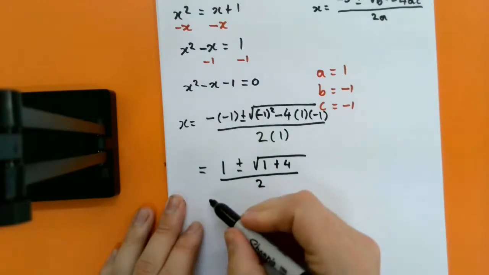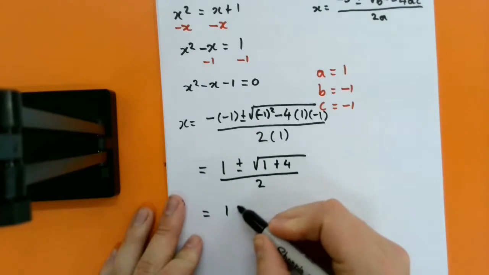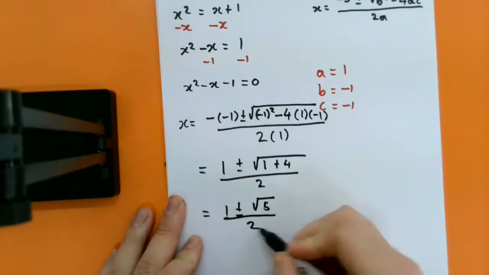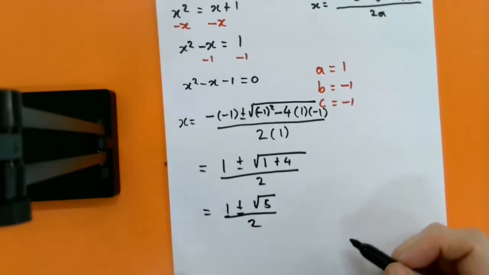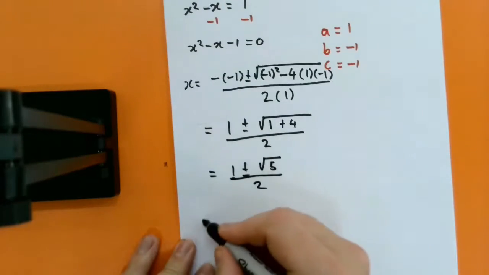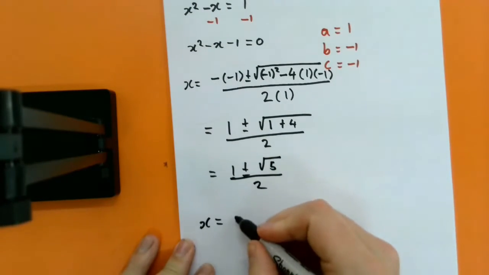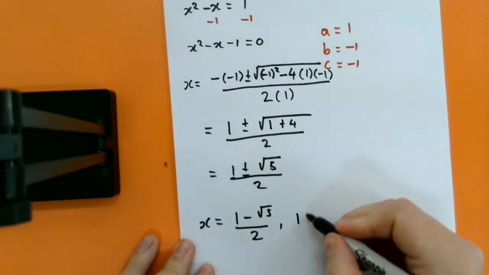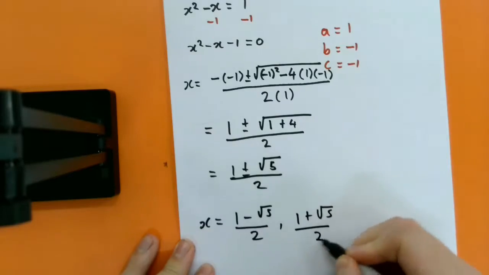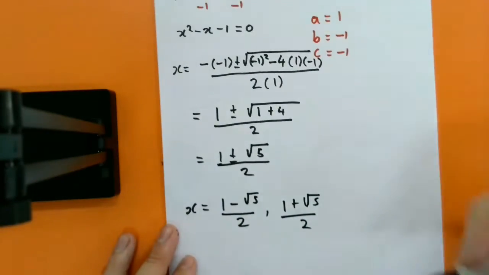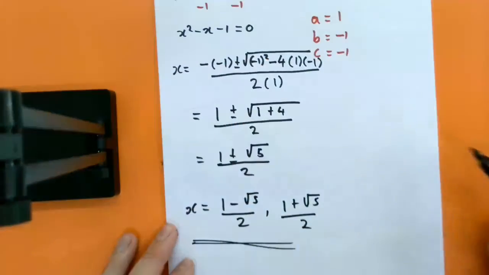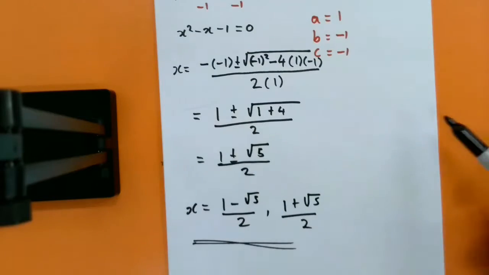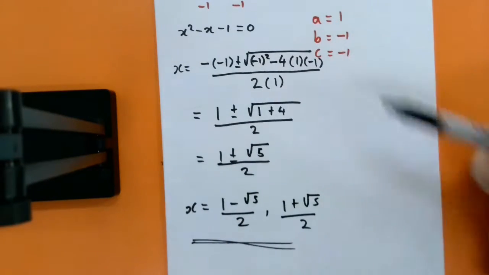So again, we're going to come down another line. We have 1 plus or minus, tidy up underneath the square root, we have 1 plus 4 is 5, all over 2. So that now means our solution, if we're leaving it in exact form, will be x is equal to 1 minus root 5 over 2 and 1 plus root 5 over 2. And that is the solution to our second example there. So again, re-highlighting, just be careful with your negatives, being careful with simplifying under the square root, and being careful with your coefficients that you're putting in.